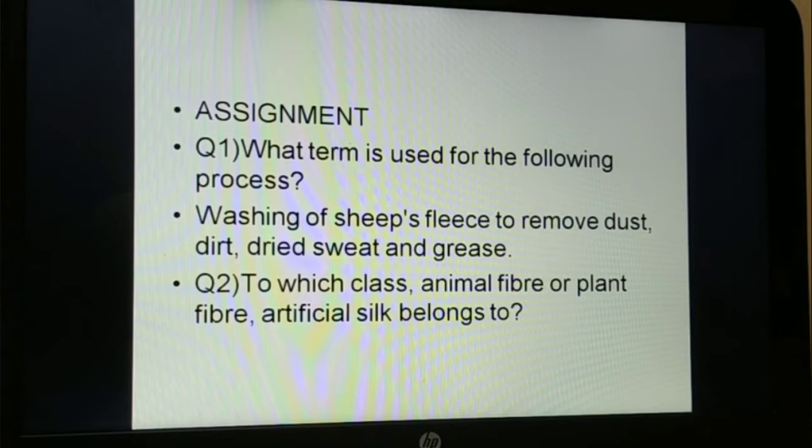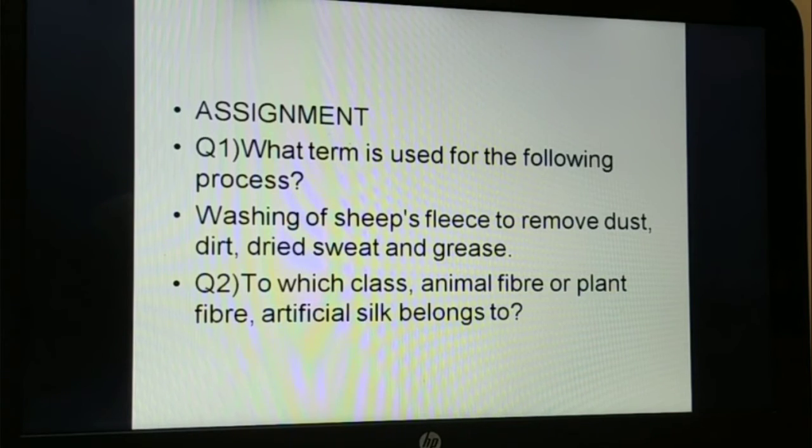Now, assignment for the day. You are going to write this assignment in your notebook very neatly. For the answers, you are going to refer to the previous session notes which were told to be written in the notebook. Please write the answers in your notebook with the question.